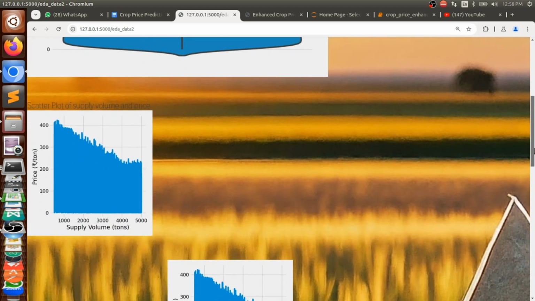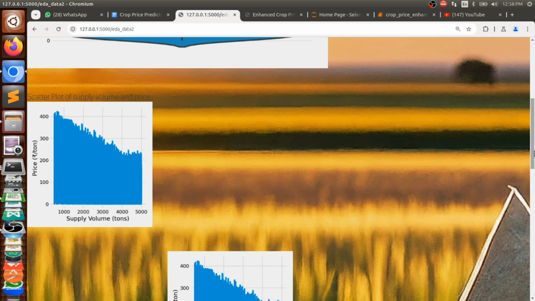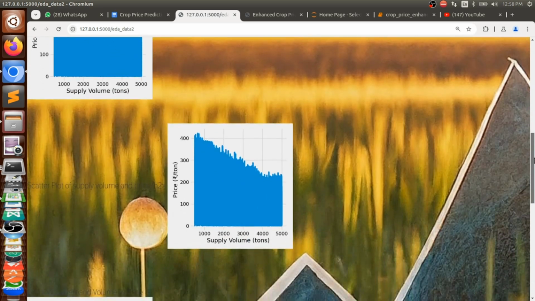We call these graphs relational plots. What is the relation between the price and the supply value? When the supply value increases, the price decreases. When the price increases, the supply value decreases. So there is an opposite relation. We already saw this with the help of the correlation heat map, and the same thing is displayed here.